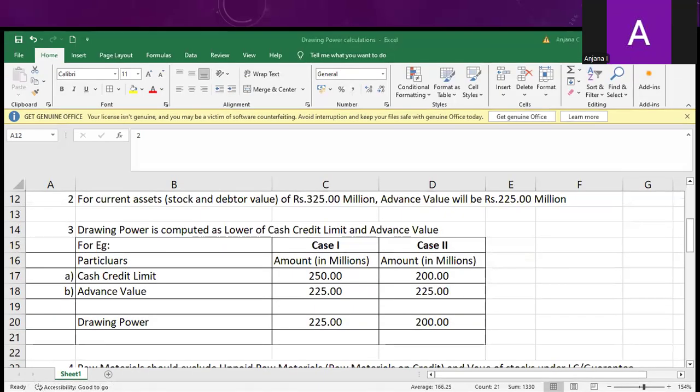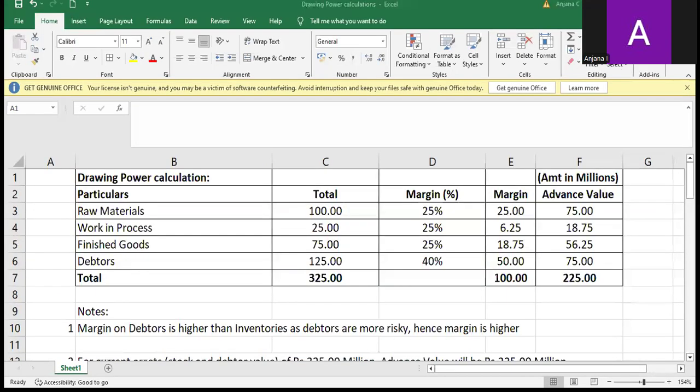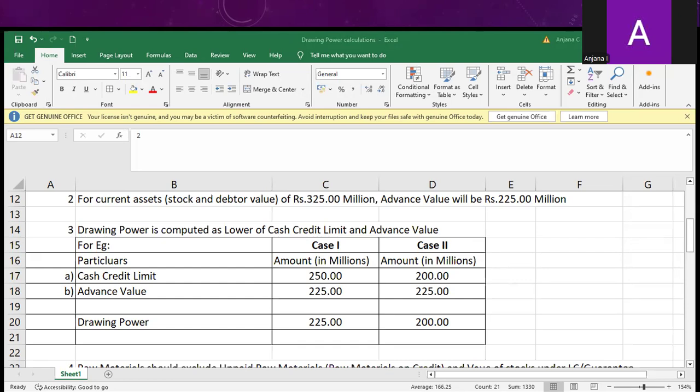Now, while calculating drawing power in any CC account, drawing power would be the lower of the CC limit sanctioned by the bank and the advance value. For example, suppose the limit sanctioned to the customer is 250 million and the advance value as in the above case is 225 million. Then the customer can use the CC limit up to 225 million.